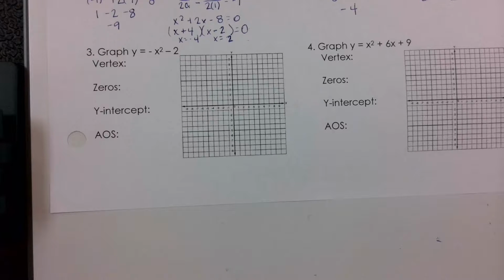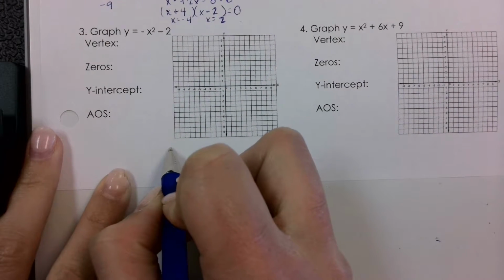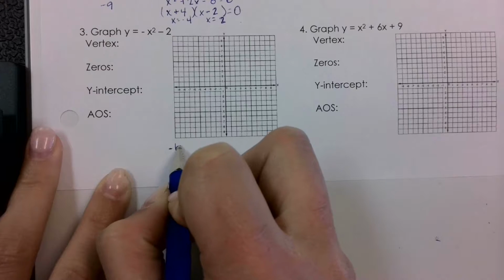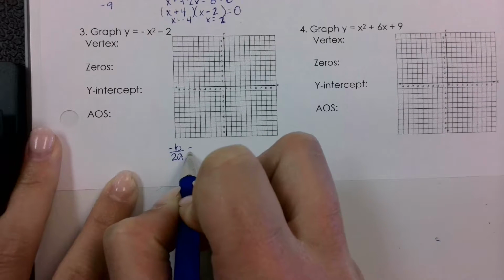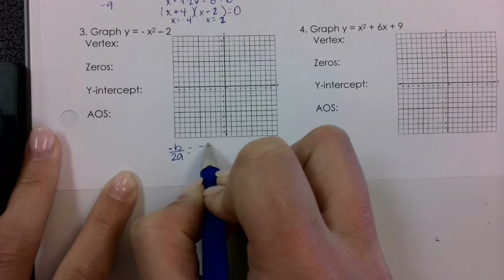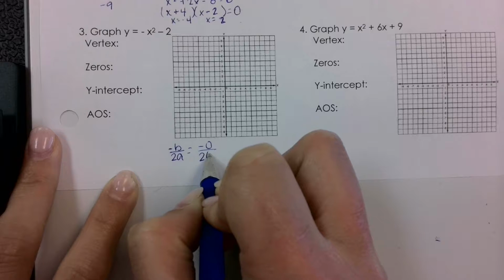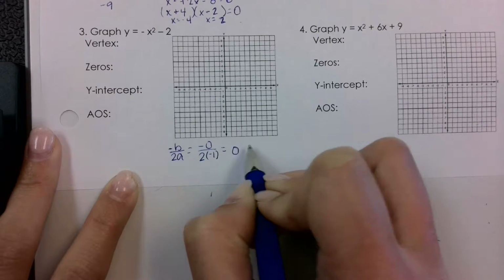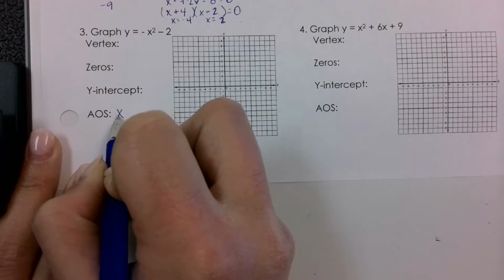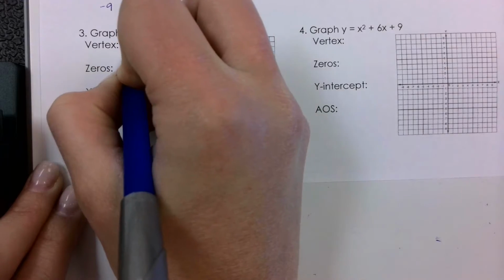So we've got to find our vertex and our axis of symmetry first by hand. So what's the formula to help us do that? Negative b over 2a. So what is our b value? So we've got negative 0 over 2 times a. What is a? Negative 1. So 0 over anything is going to give you what? 0. So our axis of symmetry is x equals 0. And that's the x value of our vertex as well.